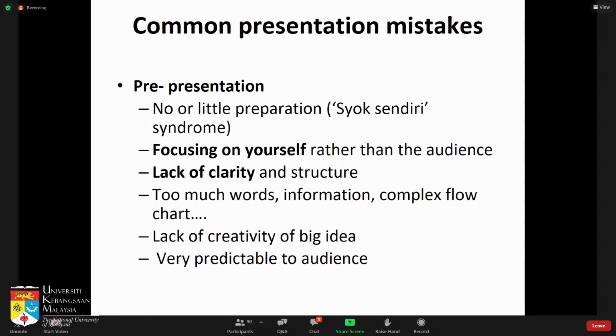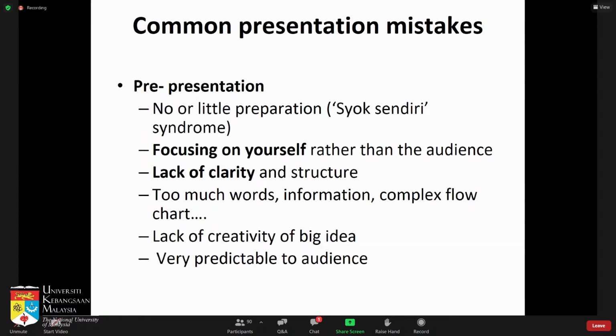If I focus on myself, that is wrong, that is a mistake. I need to focus on the audience, on what they really want to know from my presentation. I really have to make sure there's clarity of the contents and structure. Too many words, too much information, and a complex flow is a disaster, because people are not interested in reading your slide.